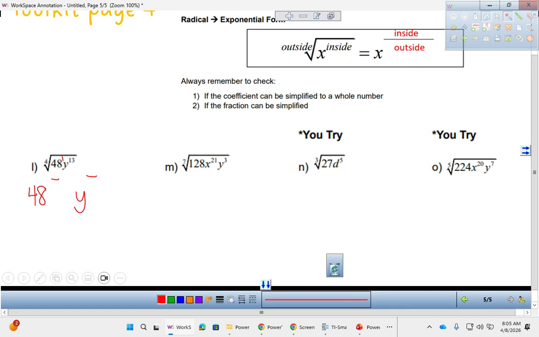The 48's inside exponent is 1, and the outside is 4. The y's inside exponent is 13, and the outside is 4. You just got to make sure that if it's under the root, they each get their own fraction. Now, for regular numbers, we type them into the calculator.